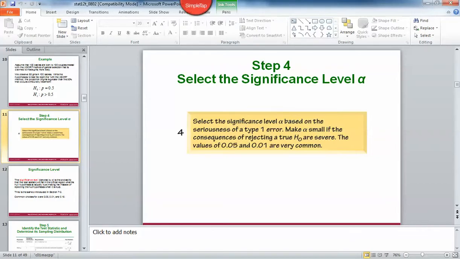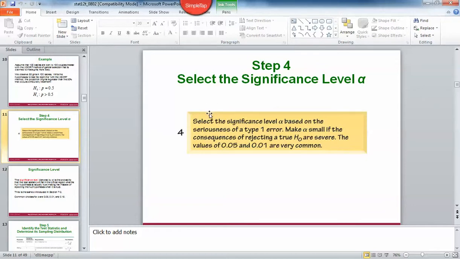So after you have identified the null and alternate hypothesis, then we need to figure out the significance level. Most of the time with studies, you're going to have a significance level of 0.05 or 0.01. So that's like a 95% confidence level or a 99% confidence level.